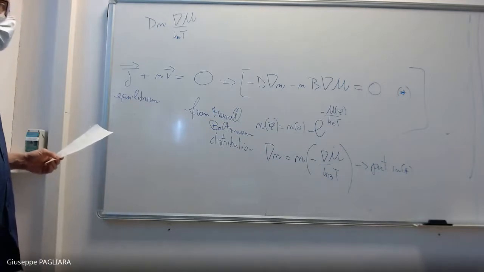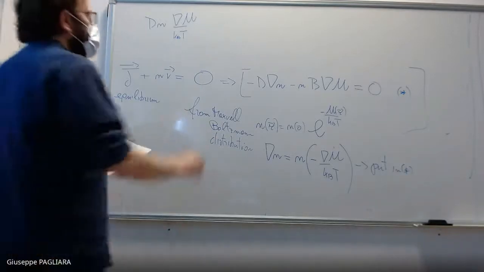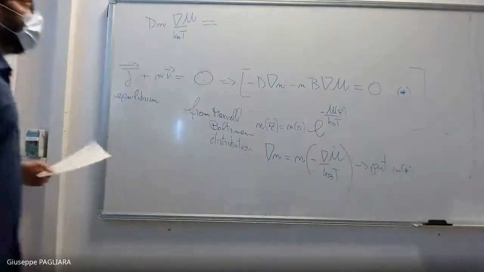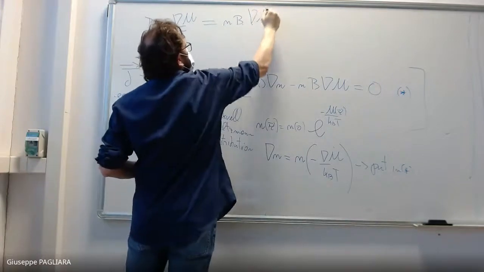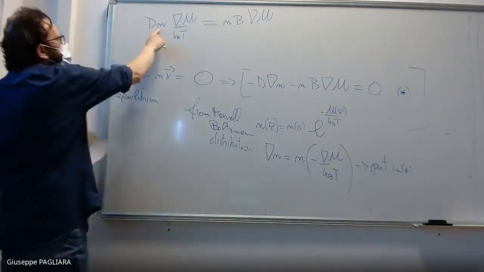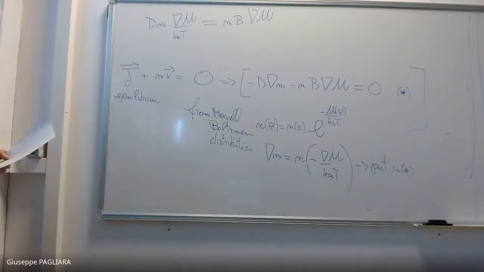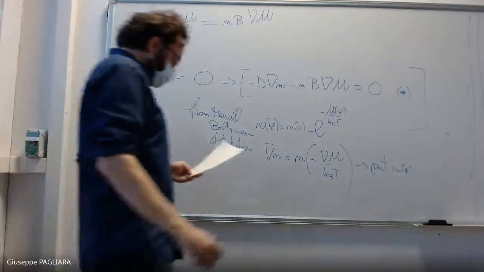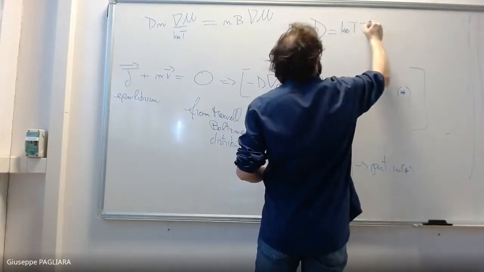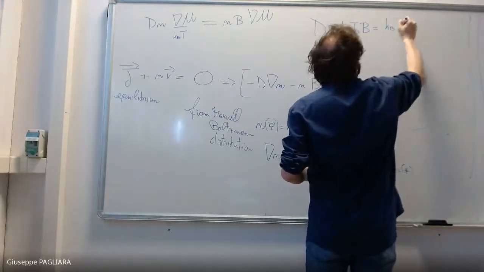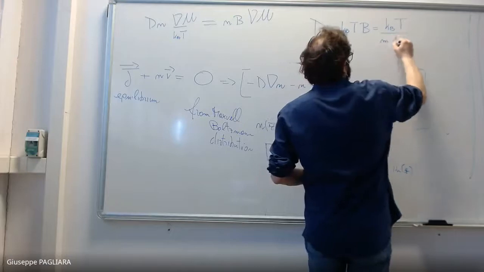Then I have minus minus. Let me just check that the signs are correct. And then this must be equal, if I put this on the other side, n b gradient of u. Then from this, since I have n gradient of u, I derived that D divided by kBT is equal to b. Or if you want, D is kBT times b, and b was the mobility, which was 1 divided by m times gamma, which was the friction.